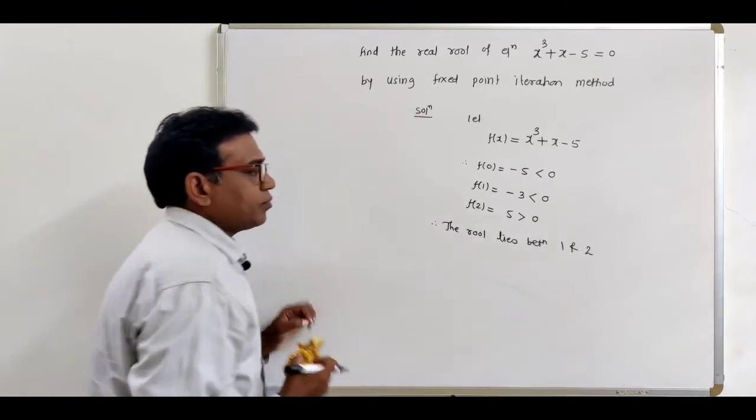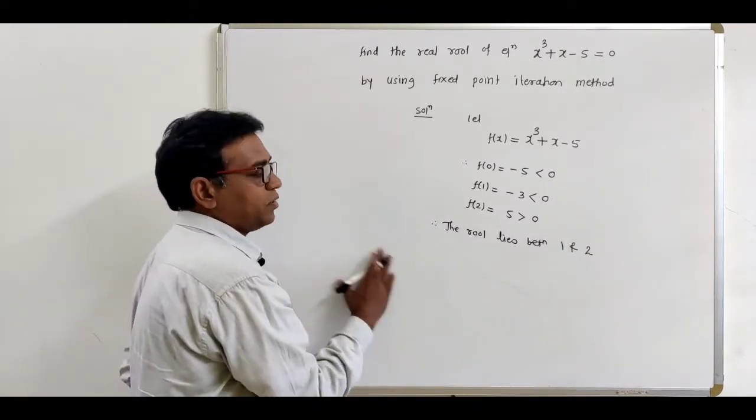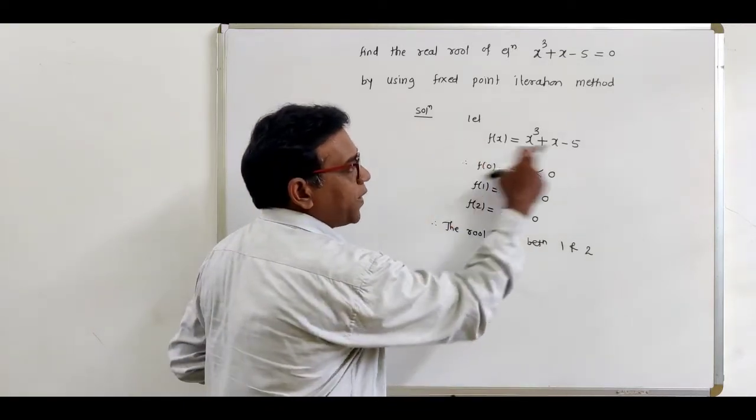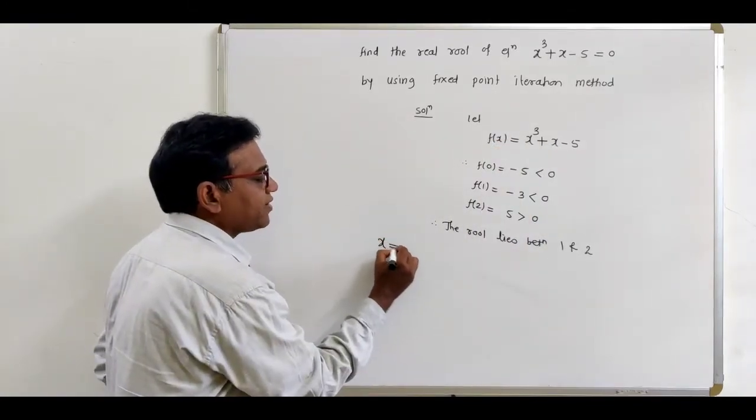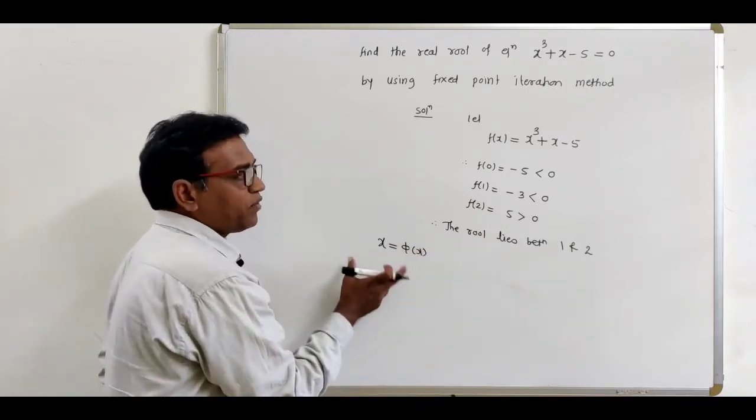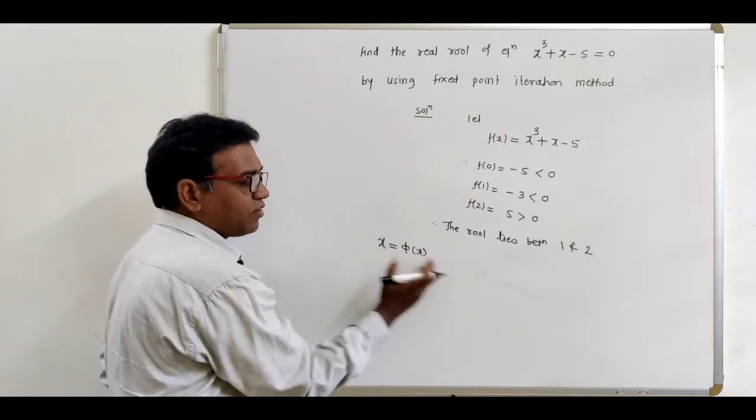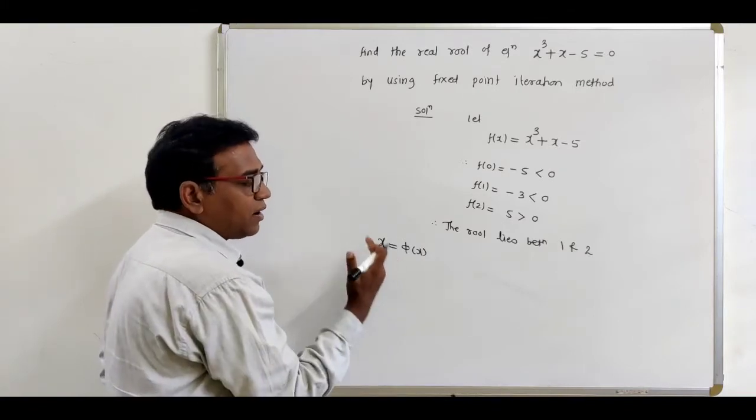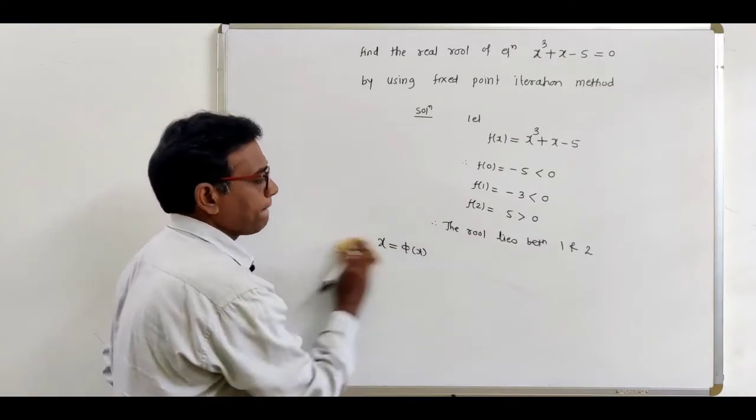Now see, how to apply this fixed point iteration method? What is the working rule? First of all, express this equation f(x) equal to 0 in the language of x equal to phi of x. This is step number 1. What is step number 1? Just express the given equation in the language of x equal to phi of x. And just now we have said that there are different ways to express this equation in this language.